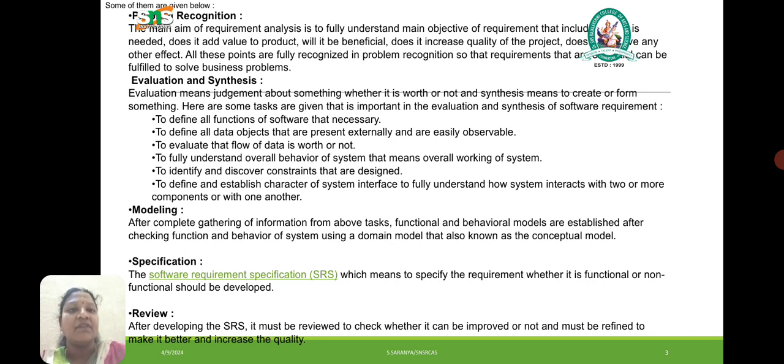Modeling. After completely gathering information about the task, functional and behavior models are established after checking the function and behavior of the system using a domain model, also known as a conceptual model. Specification. The software requirement specification, which means to specify the requirement whether it is functional or non-functional, should be developed. Review. After developing the SRS, it must be reviewed to check whether it can be improved or not. It must be refined to make it better and increase the quality.